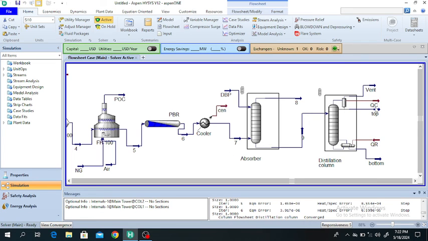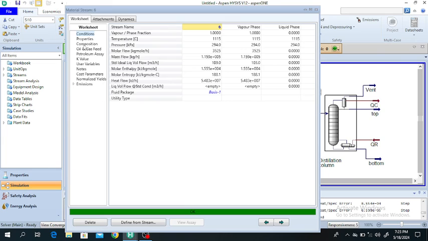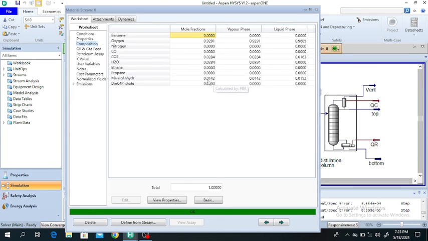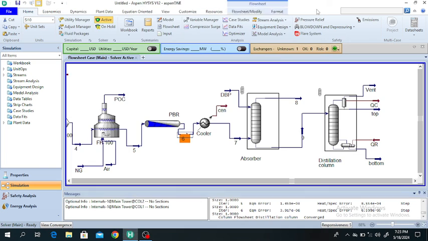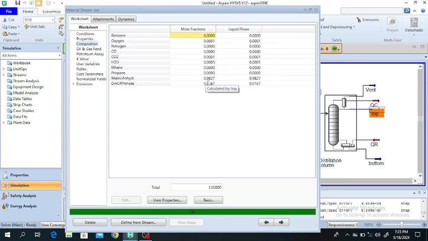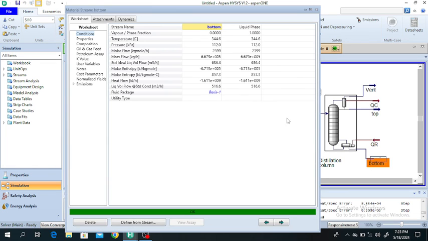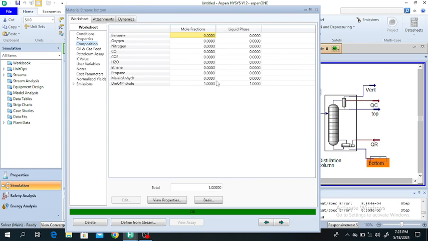Now click on stream number 6 to see whether the reaction has taken place or not. Go to composition, and here you can see 1.42% maleic anhydride. Now go to the top and check the composition of maleic anhydride. 98.27% maleic anhydride is produced in this case. You can use the shortcut distillation, but I am using the detailed distillation column. Go to the bottom and check the composition: 100% dibutyl phthalate.